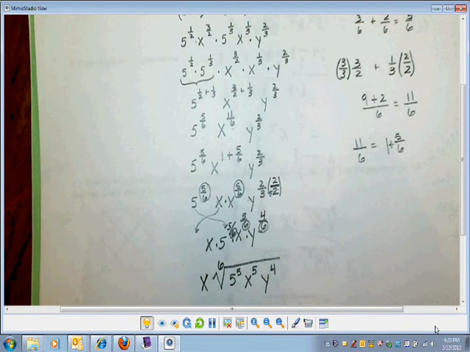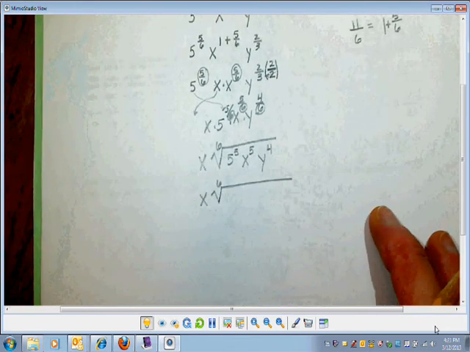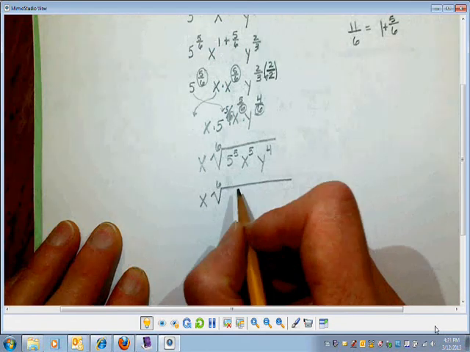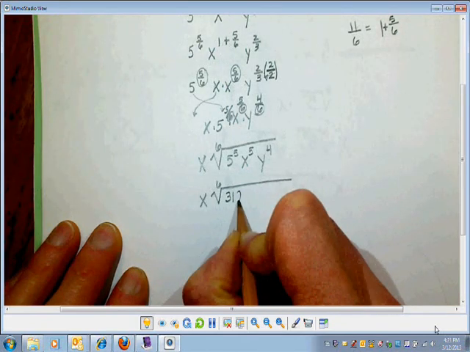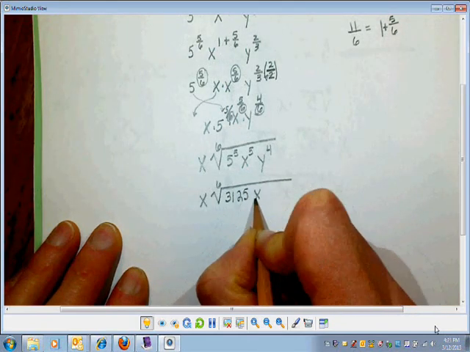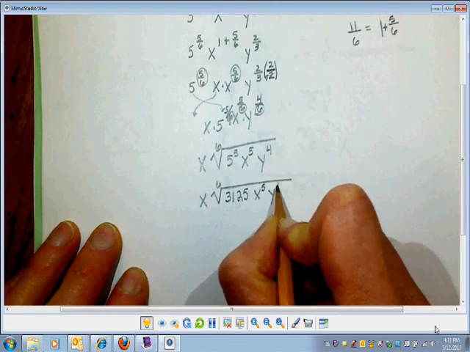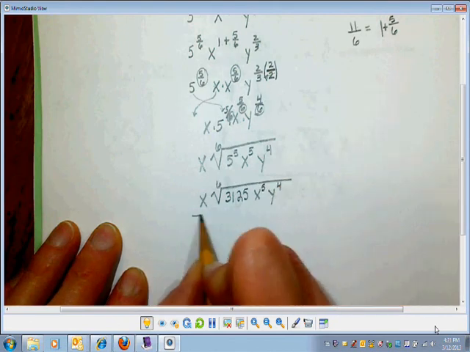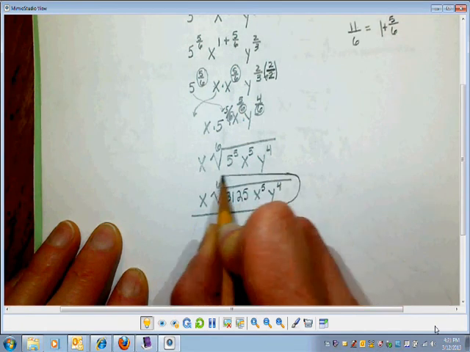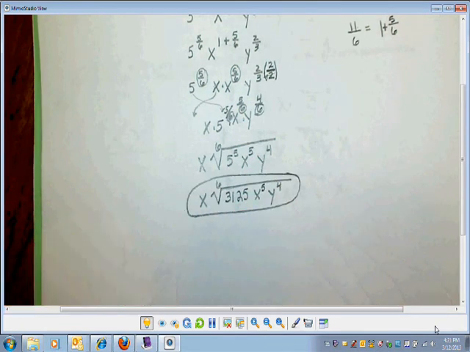So if I want to expand my 5 to the 5, I simply can put that in my calculator, which gives me x times the 6th root of 3,125, x to the 5, y to the 4th. And that's my final answer.